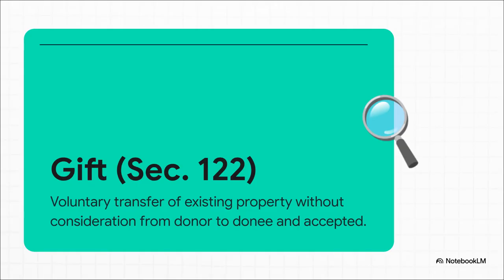Now listen carefully. You must always open your exam answer with the exact statutory definition. Please, never paraphrase the law in your opening paragraph. Section 122 states, the transfer of certain existing movable or immovable property made voluntarily and without consideration by one person, donor, to another, Donee, and accepted by or on behalf of the Donee. I want you to write this bare act provision verbatim. Then take your pen and deliberately underline the words existing property, voluntarily, and without consideration. The evaluator has to see that you know the bedrock elements of this transaction right from the very first sentence.